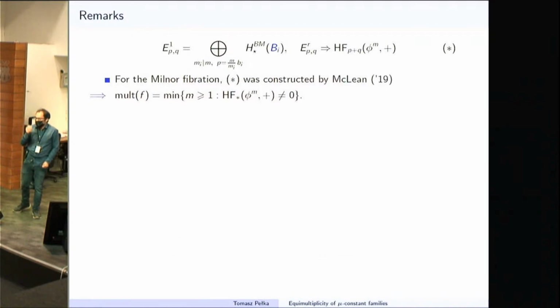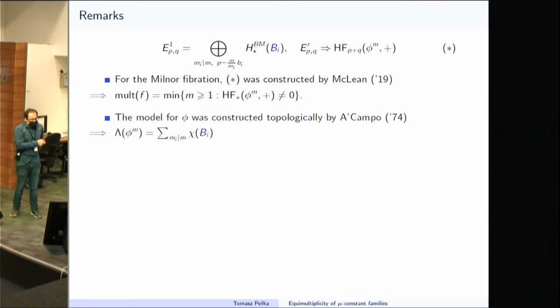So our contribution is to construct this model, we call it the radius 0 model, which gives a good representative of the monodromy. And this allows us to obtain this formula for any member of a mu constant family. This nice model, as I've already told you, was constructed topologically first by A'Campo, who used it to compute the Lefschetz number of the monodromy. And when you look at this model, this Milnor fiber splits into pieces, and you can relatively fast see that the Lefschetz number is the sum of Euler characteristics of B_i. So this formula is kind of a generalization of that formula.